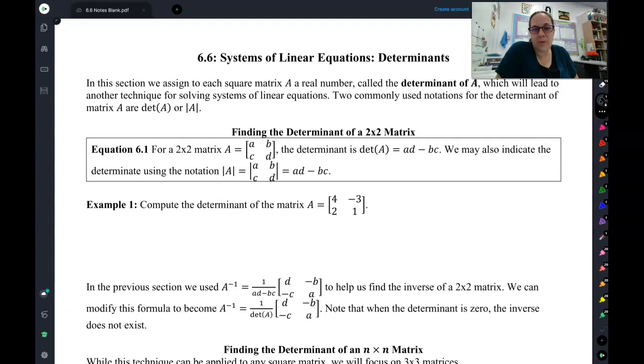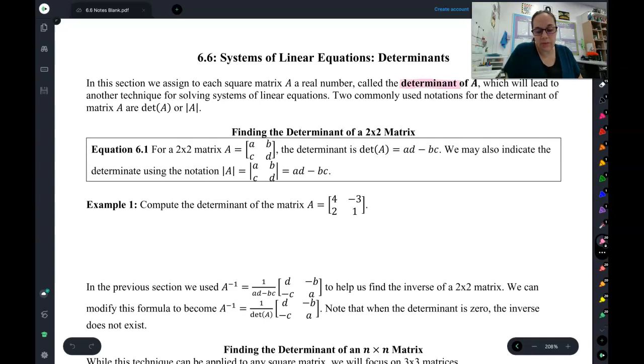Welcome to lesson 6.6. In this lesson, we're going to introduce a very new idea. I think this should be new to pretty much everyone, and that is called the determinant. Now, the determinant has to come first from a square matrix. If you have a 2 by 3 or a 3 by 4, a rectangular matrix, you cannot find the determinant. They have to be square.